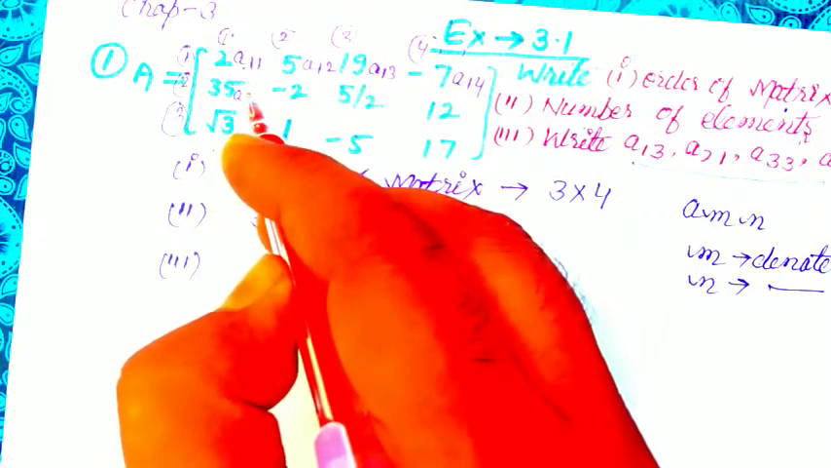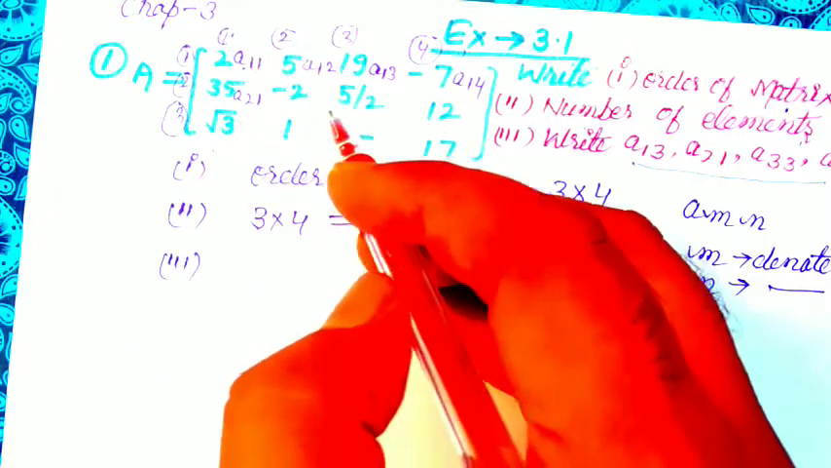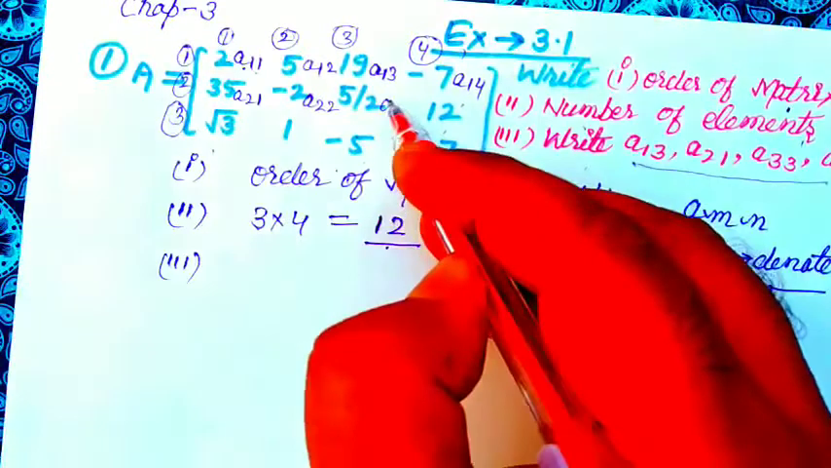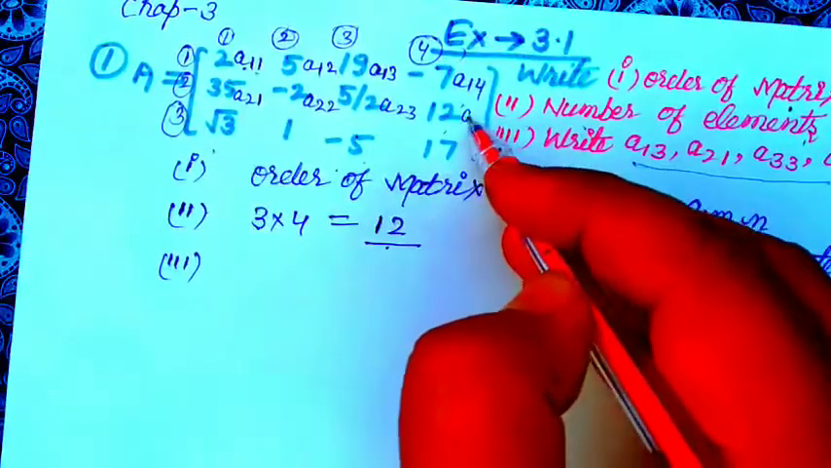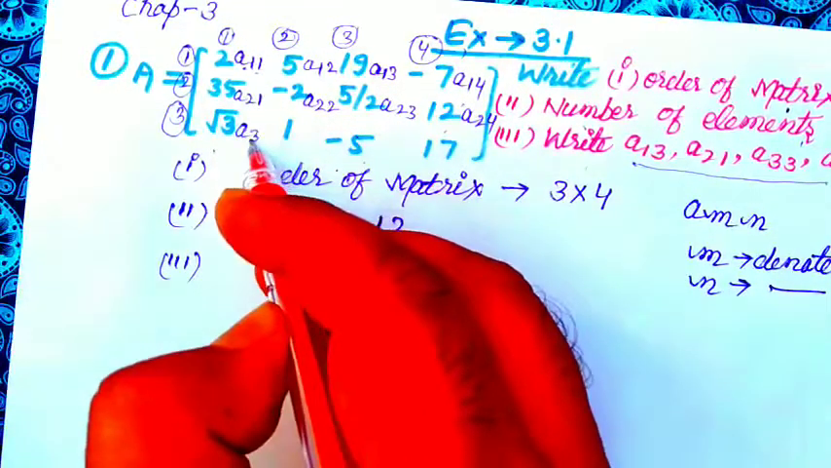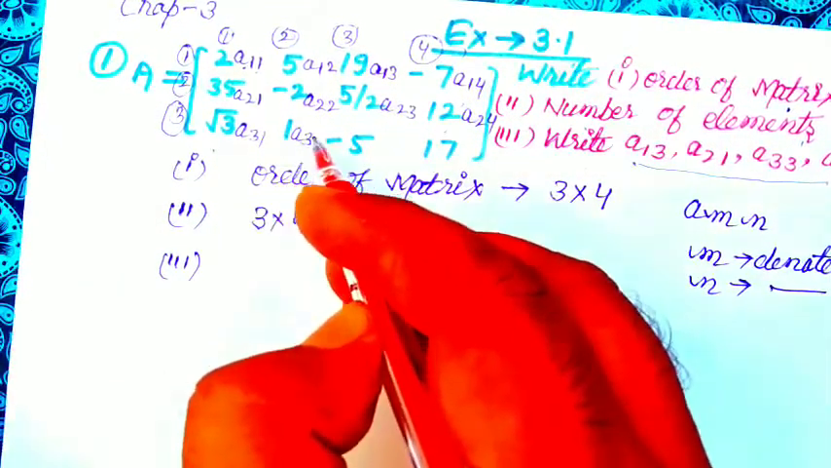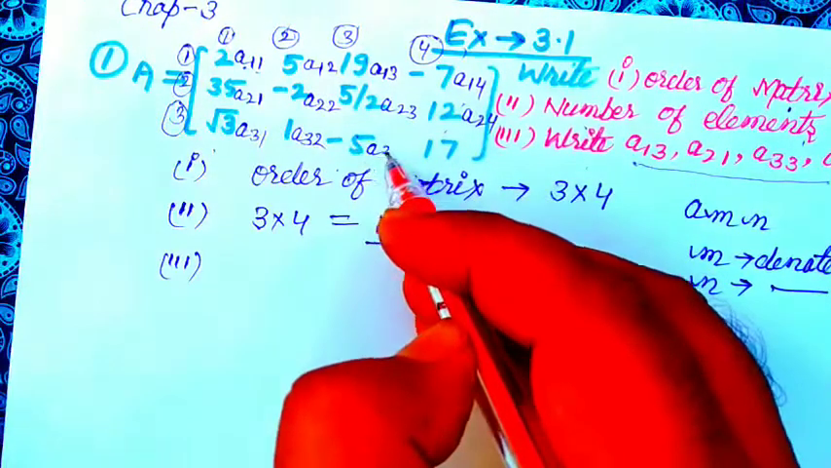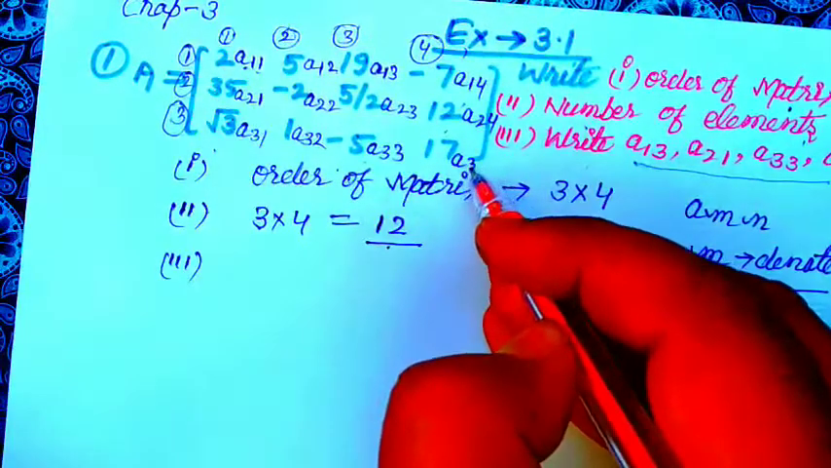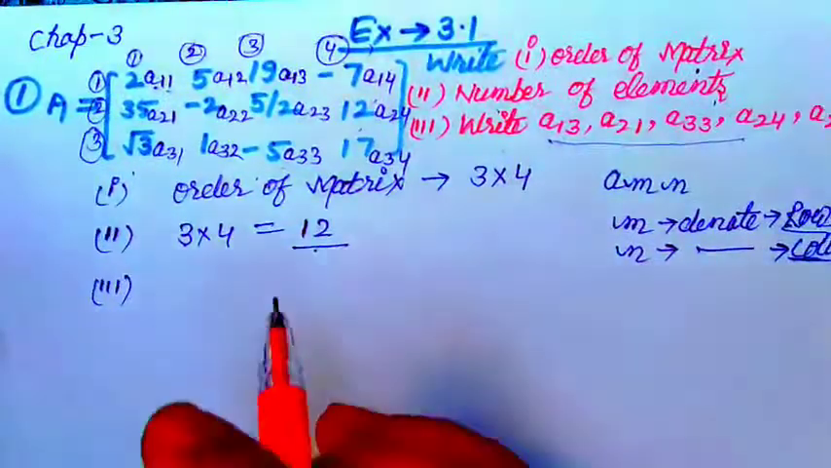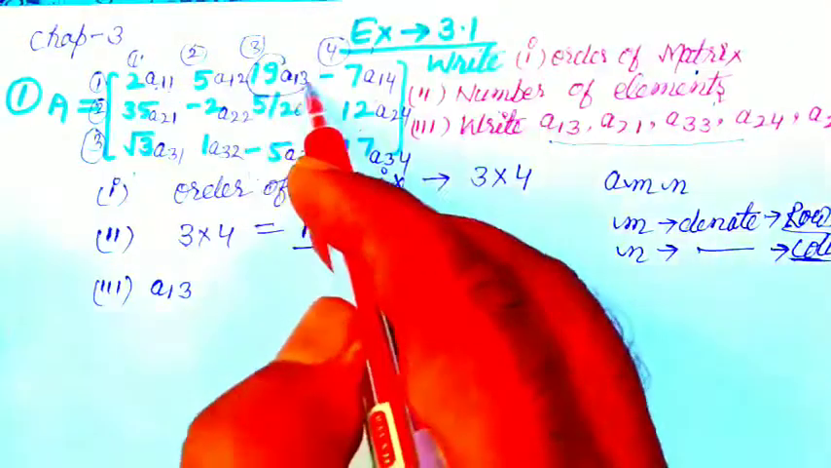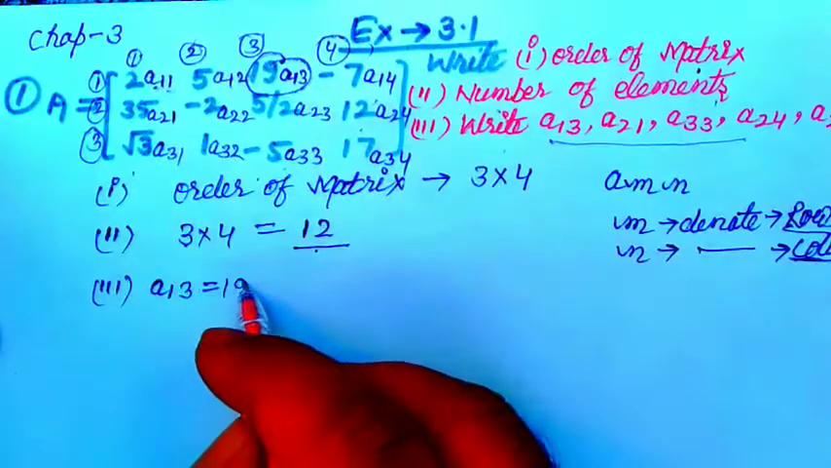Second row, counting top to bottom: second row second column, second row third column, second row 4 column, isn't it? Same as third row first column, third row second column, third row third column, and third row 4 column. So we need to find out A13. So where is A13? A13 equals 19.